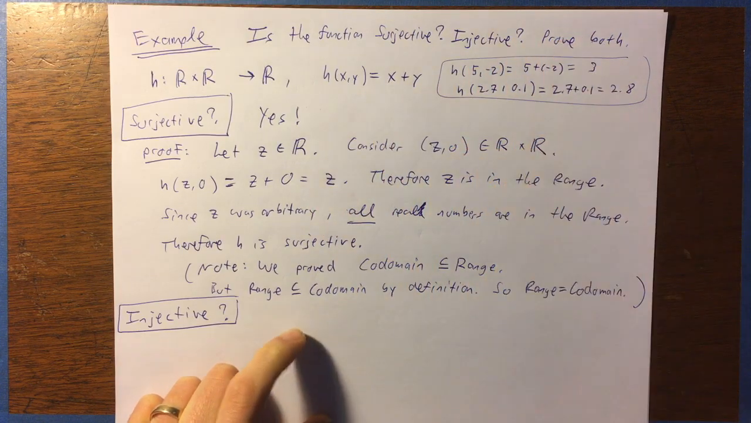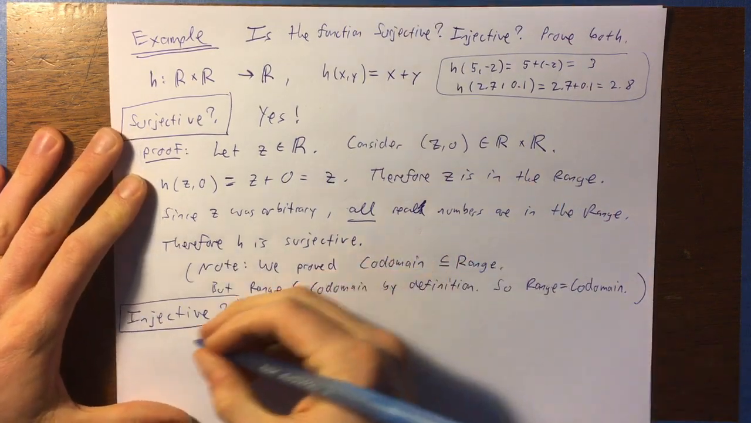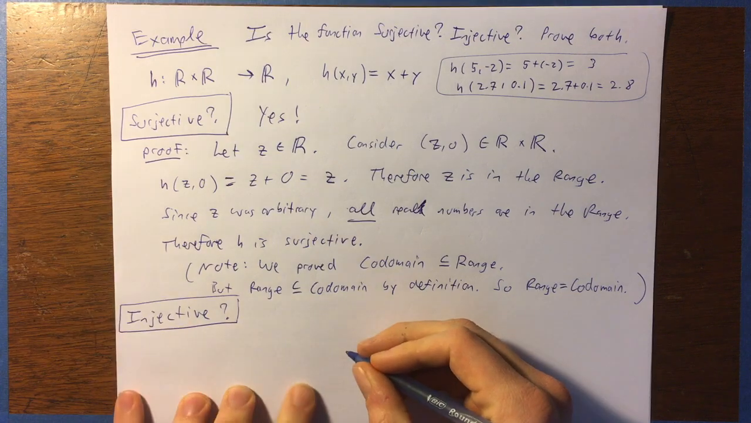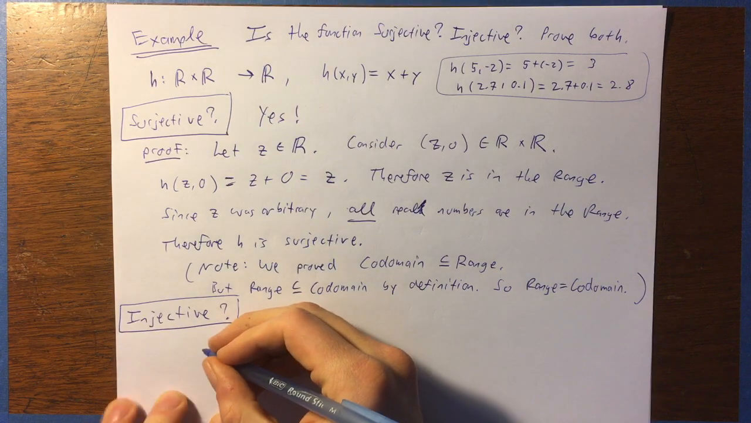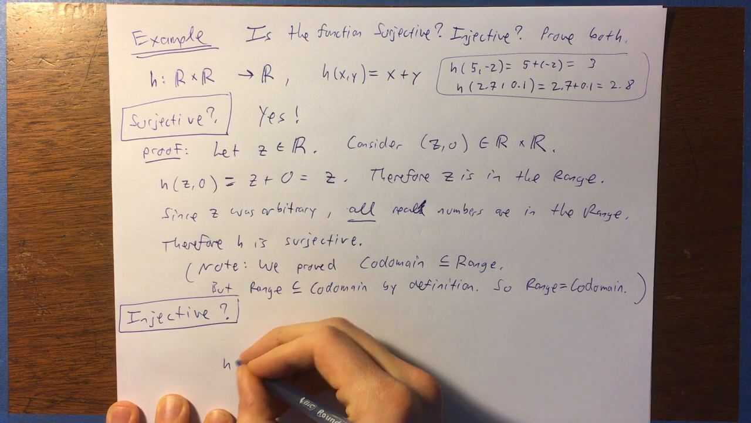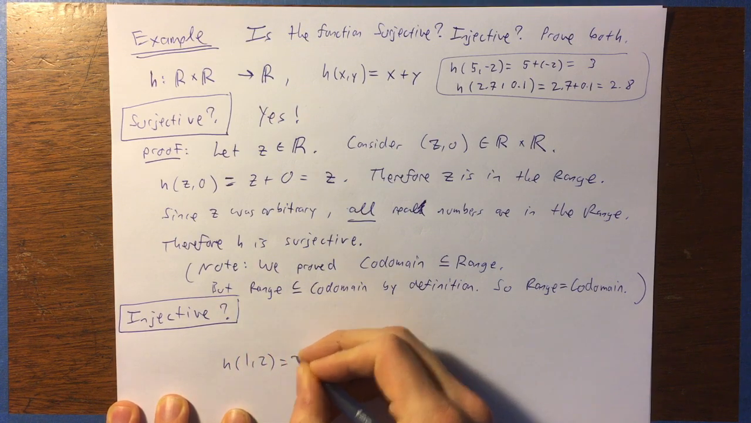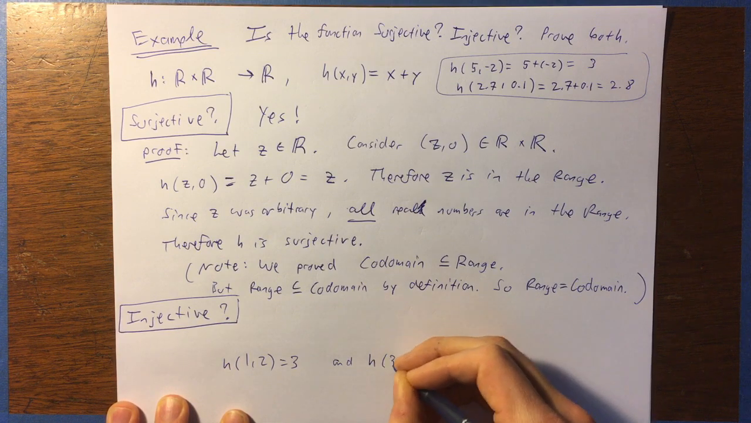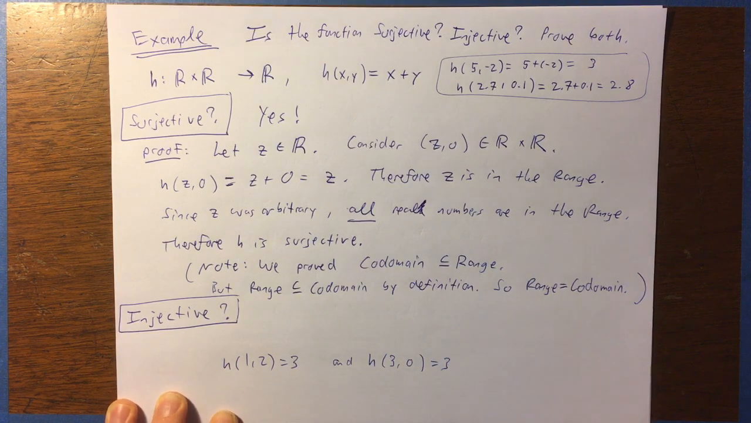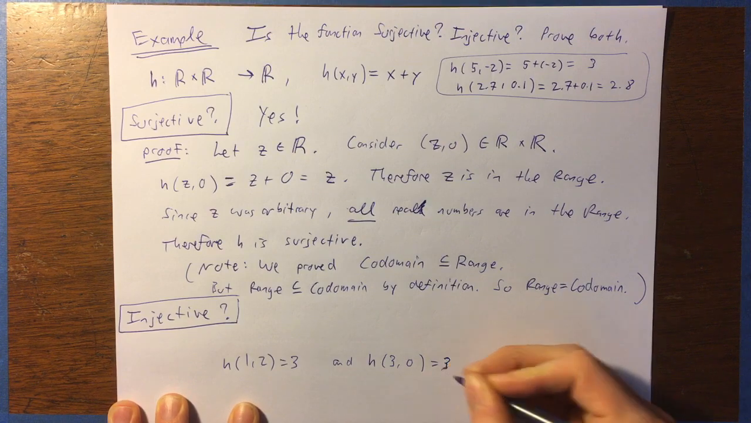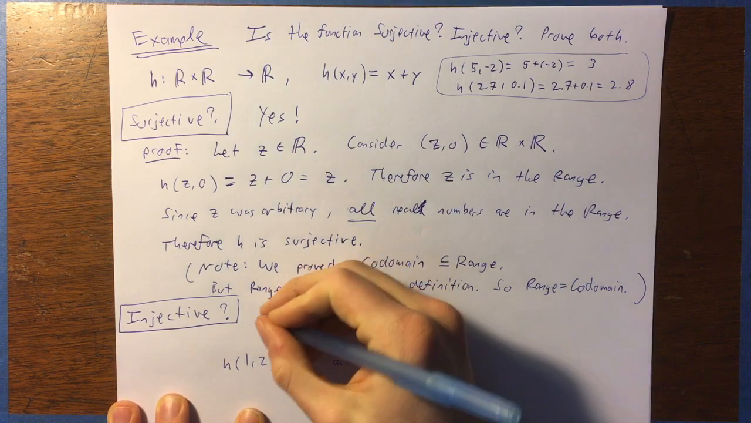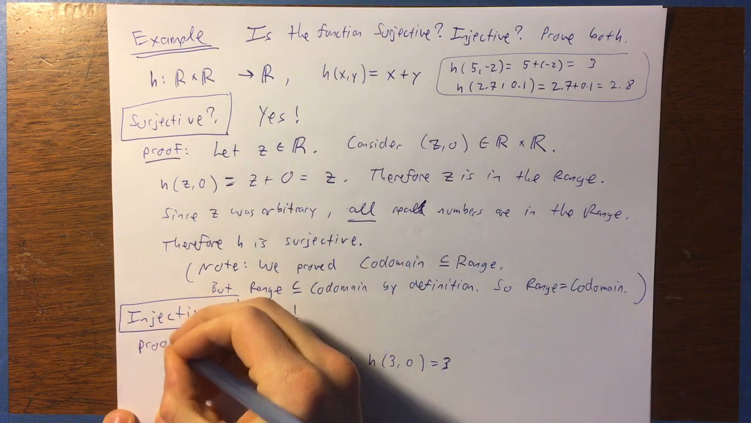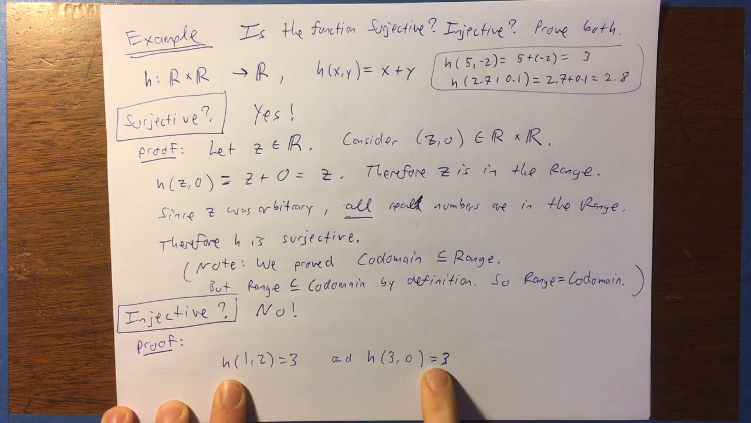Let's just think of an example real quick. h of (1, 2) is equal to 3, right? Well, h of (3, 0) is also equal to 3, isn't it? There you go. That'll do it. That's all you really need to prove that it's not injective. So the answer here is no. It's not injective, and my proof is real quick and simple. I'm just going to write it like this. That's actually going to be the second line of my proof.